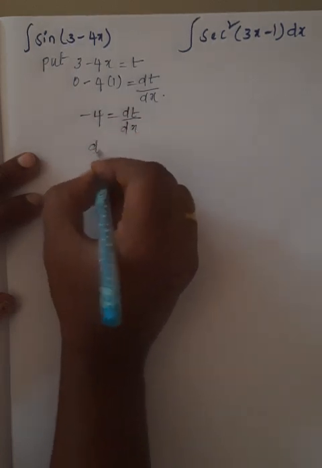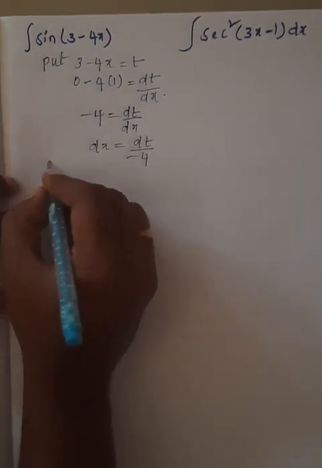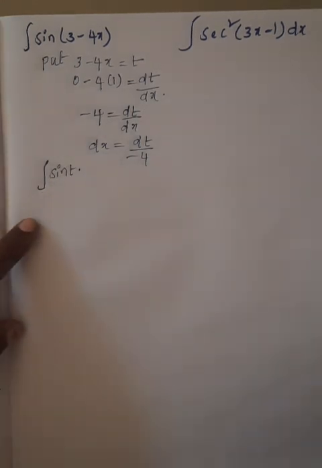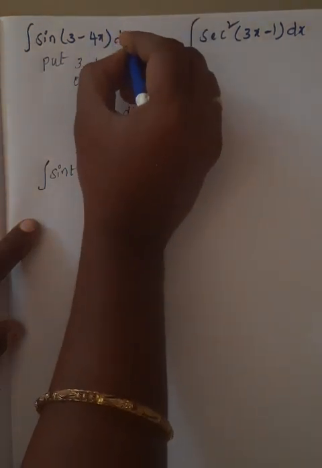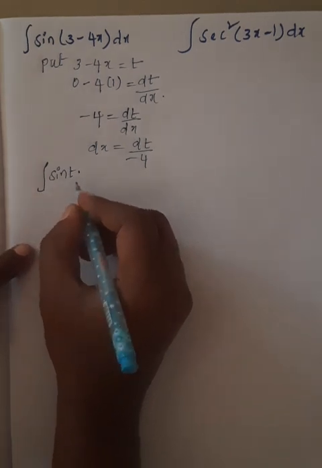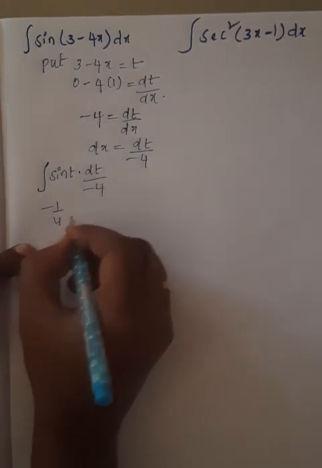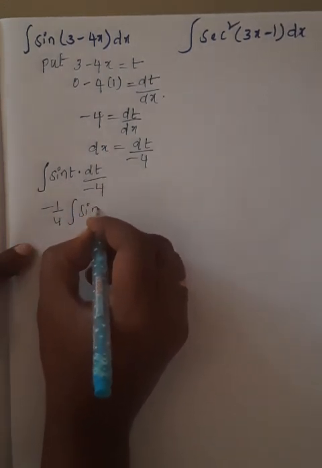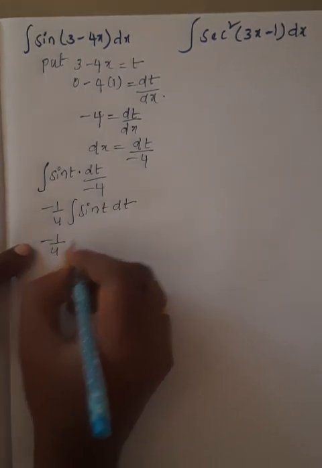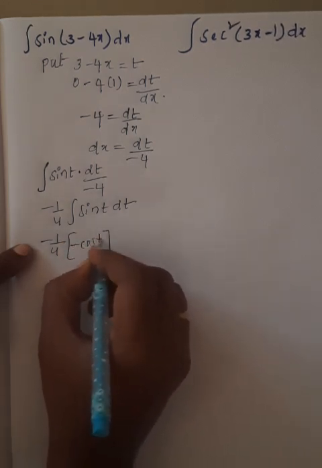Now dx is equal to dt by minus 4. Then after we have to substitute in our equation integration of sine t into dx. So sine t into, we have to replace dx with dt by minus 4. Therefore minus 1 by 4 into integration of sine t dt. Therefore minus 1 by 4 into integration of sine t, which we already know is minus cos t plus c.